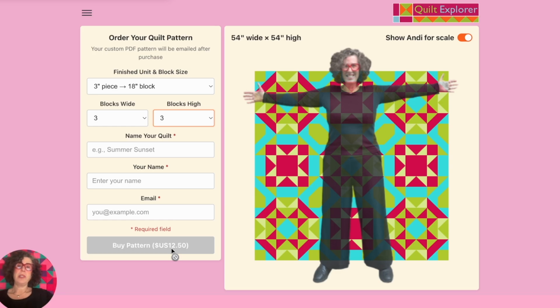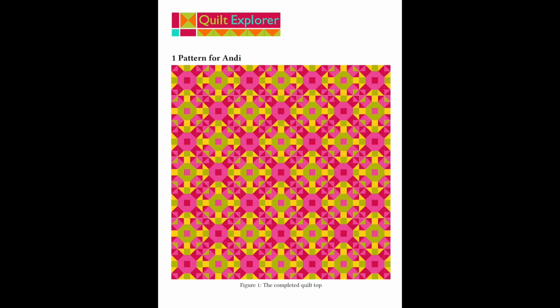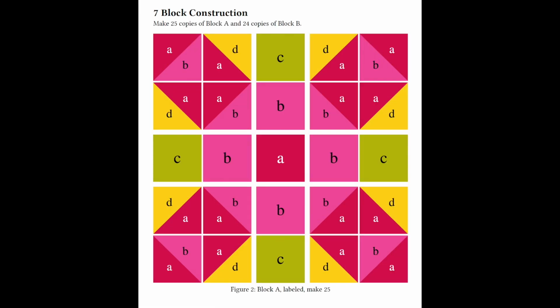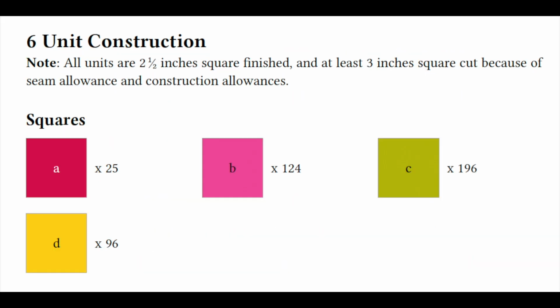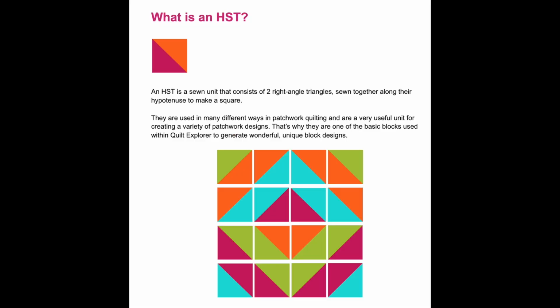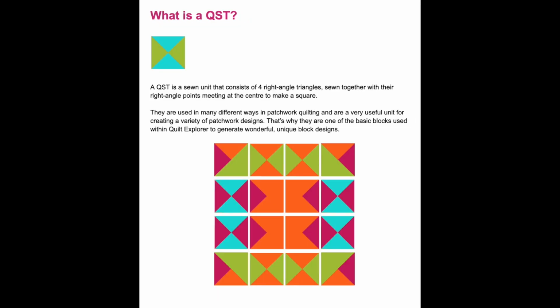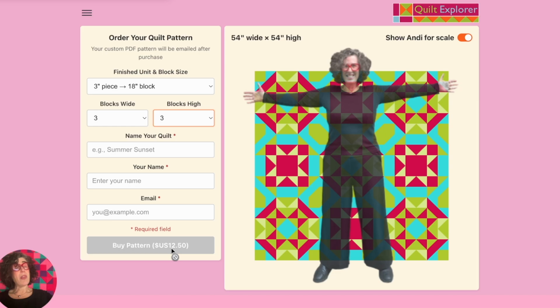So what do you get in a Quilt Explorer pattern? Quilt Explorer patterns will give you absolutely everything you need to make that pattern. Even if you're an absolute beginner, you'll find everything you need there. So you will get full colour plates of all the images. There'll be information about what yardage you need to buy, full cutting instructions, full piecing instructions. There'll be links to our HST and QST tutorials so that you can find out how to make those if that's something that's new to you. There's really everything you could possibly need.